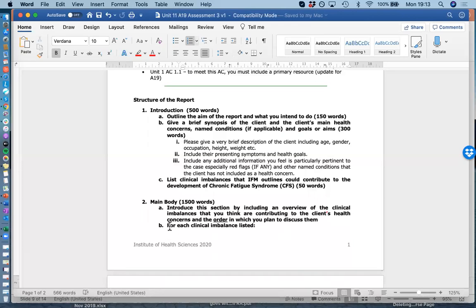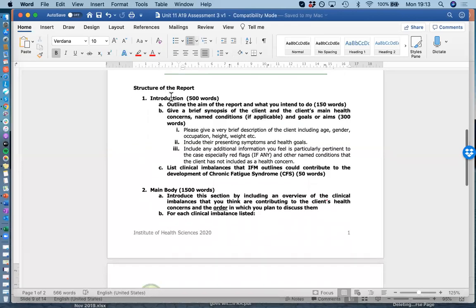So if we just go through the structure of it. There's an introduction, so that's around 500 words. You just want to outline the aim of the report and what you intend to do. Any good introduction will tell the reader what the aim of the article or the report is, and how you are going to structure it. So what you intend to do.